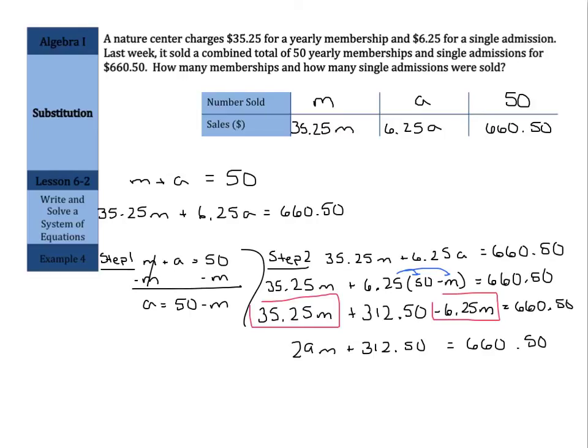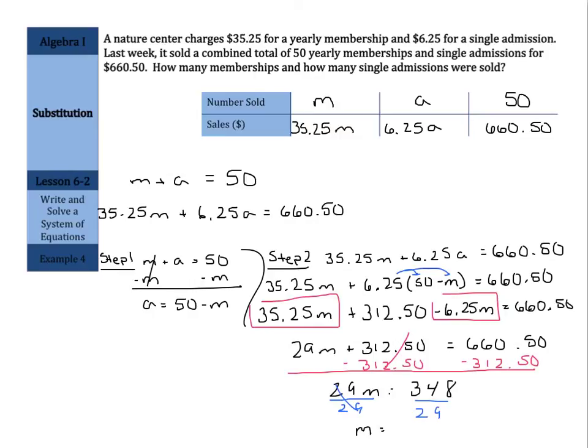And now solve the equation. Subtract 312.50 from both sides. Then you're left with 29M equals, and that subtracts out to 348. Then divide by 29 on both sides. And M equals 12.